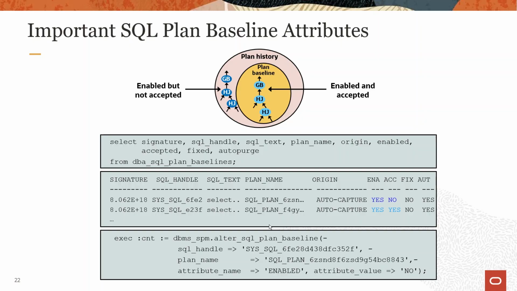Now, via the function alter SQL plan baseline of the package DBMS_SPM, you can yourself, without necessarily running the evolve advisor task, change a plan from accepted to non-accepted. You can also enable or disable a plan. So although it's an accepted plan, if I set it to enabled no, this means that it is an execution plan that can never be used. So these are some important SQL plan baseline attributes.